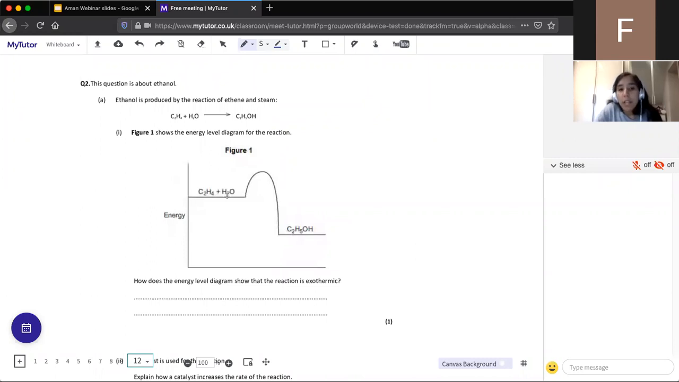So how does the energy level diagram on the screen show that the reaction is exothermic? How do you think we can answer that question? What do we need to say? How does that energy level diagram show that the reaction is exothermic?